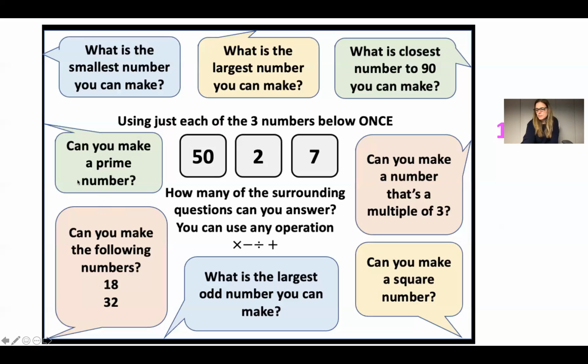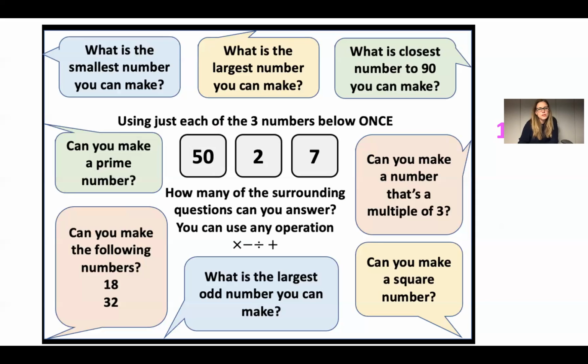Can you make a prime number? Well, you could try 50 subtract 2 subtract 7. See what you get. Well, 50 add 2, add 7. What do you get? Either of those a prime number? You tell me. Oh, definition of a prime number. Can you remember that? A number that is only divisible by 1 and itself.